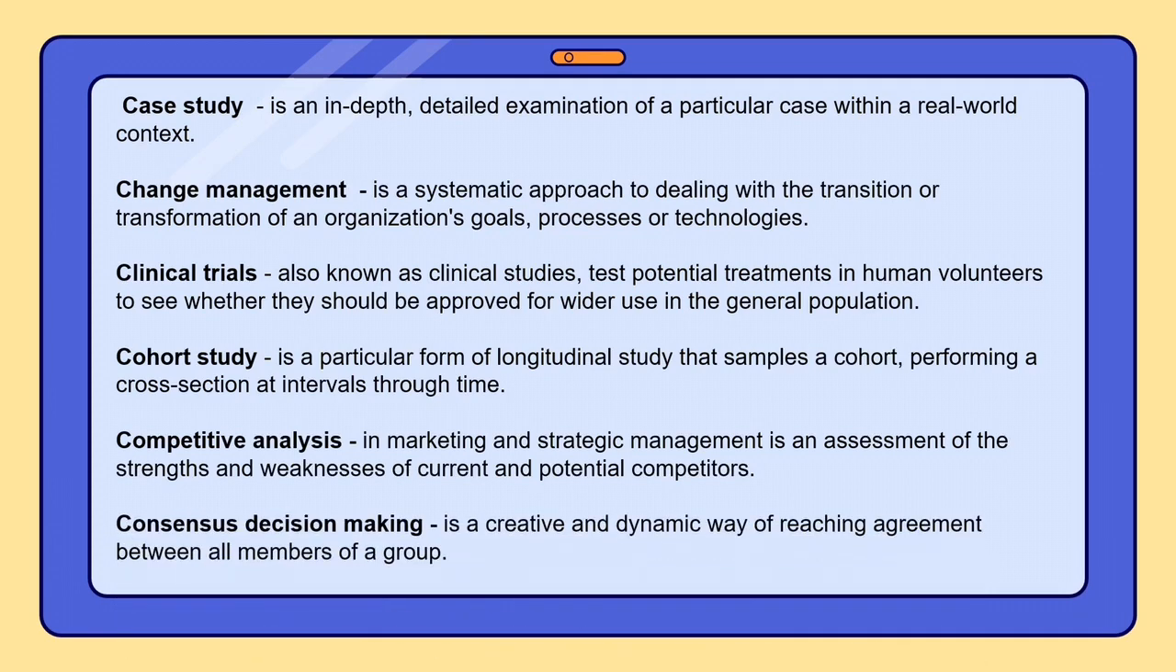Next is consensus decision making. It is a creative and dynamic way of reaching agreement between all members of a group. It is not simply voting for an item and having the majority of the group getting their way; it is a group consensus that is committed to finding solutions that everyone actively supports or at least can live with.